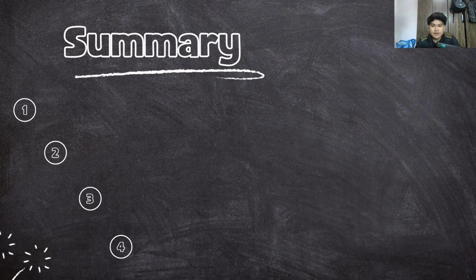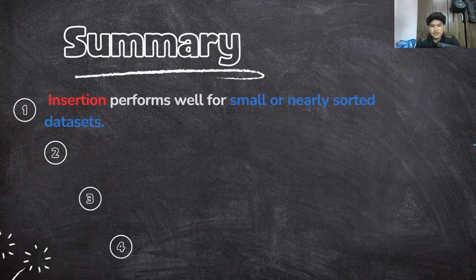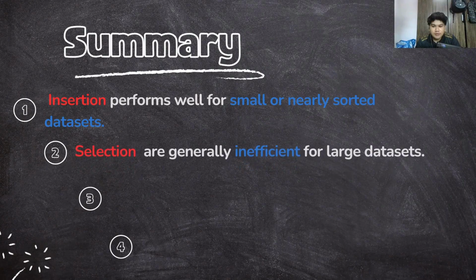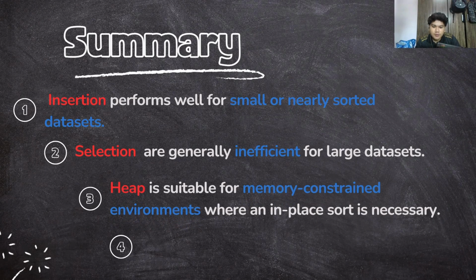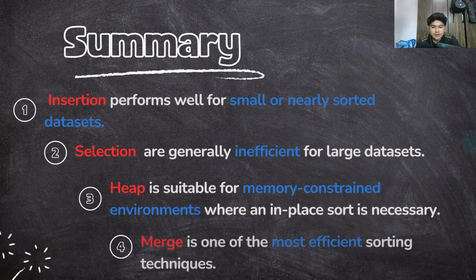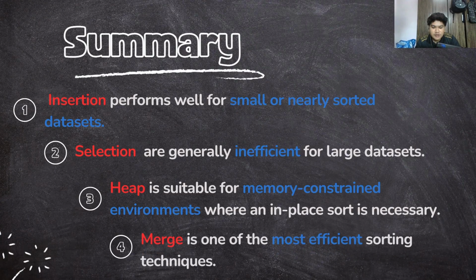As a summary, firstly, insertion performs well for small or nearly sorted datasets. Next, selection is generally inefficient for large datasets because it will run through many loops. And next, heap is suitable for memory constrained environments where an in-place sort is necessary. And lastly, merge is one of the most efficient sorting techniques.